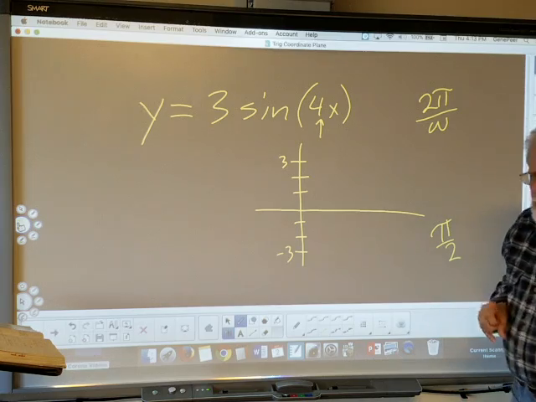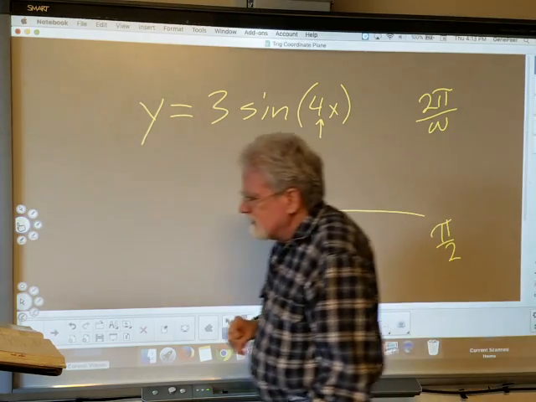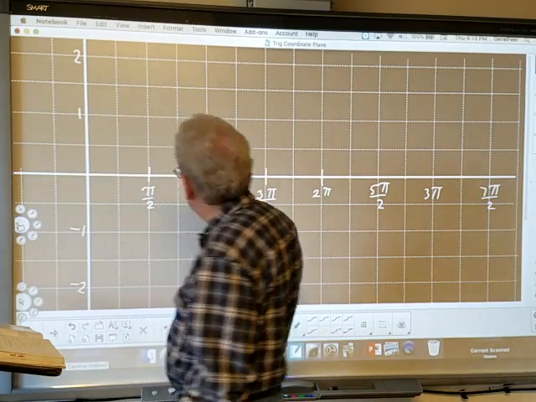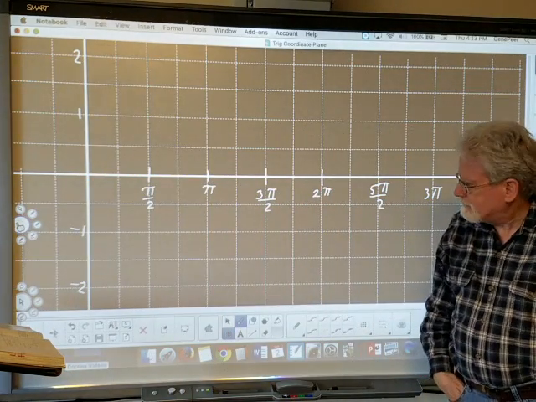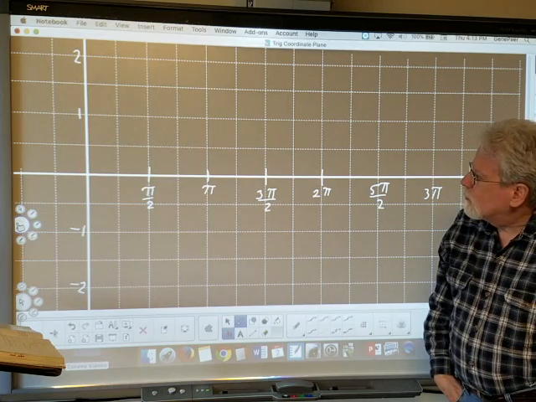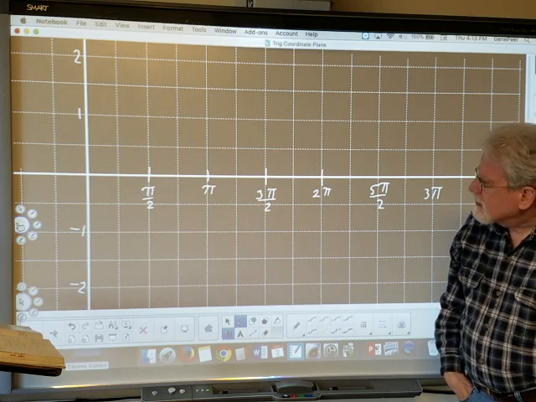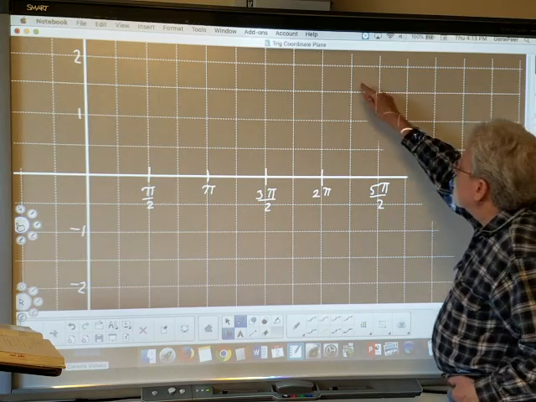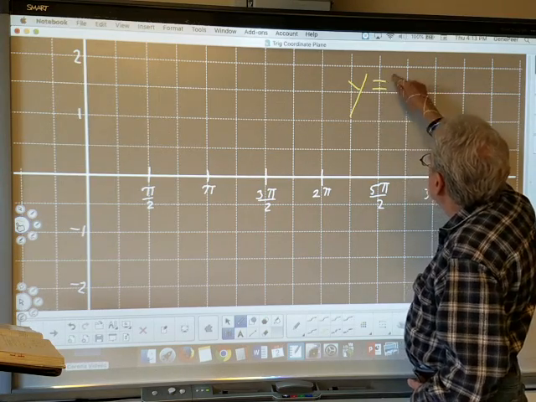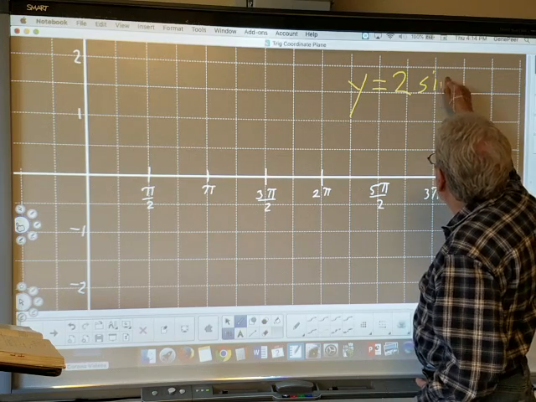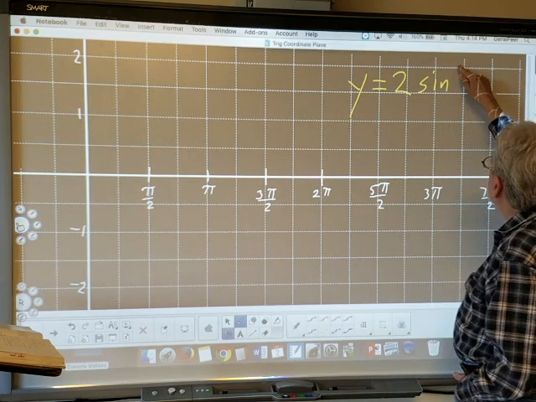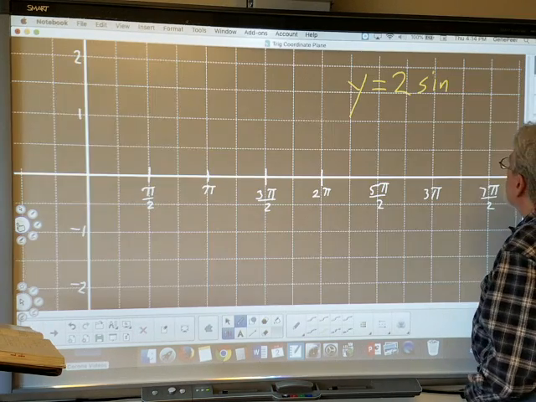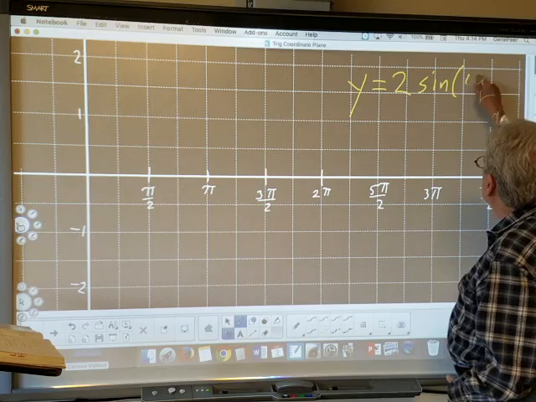Let's take a moment to see what that graph might look like. Well, how about more than just a moment? Let's go to my next screen where I have a trigonometry coordinate plane. And, oh, there's not enough room to graph that. Since there's not enough room to graph it, let's change functions. Let's do y equals 2 times the sine of 4x.